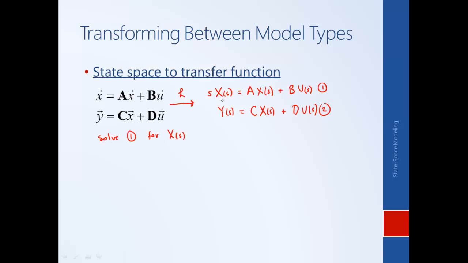Okay, so we've got two x of s terms. I'm going to subtract the A times x of s to the other side to get them together. So I have s times x of s minus A times x of s. I can then factor the x of s out.